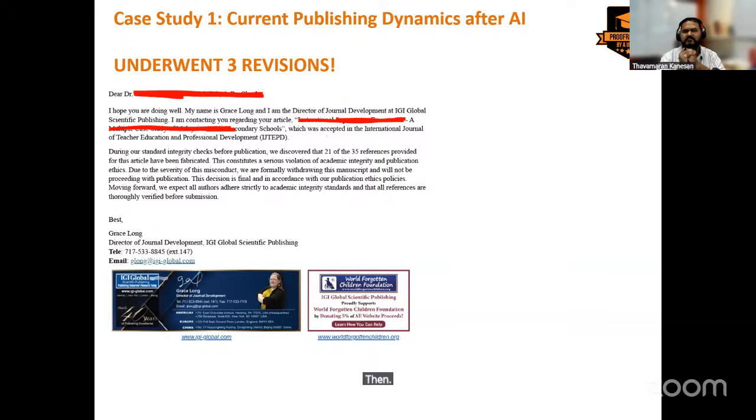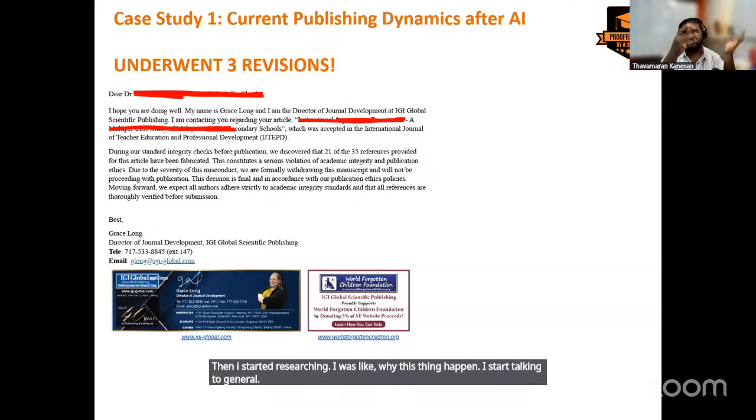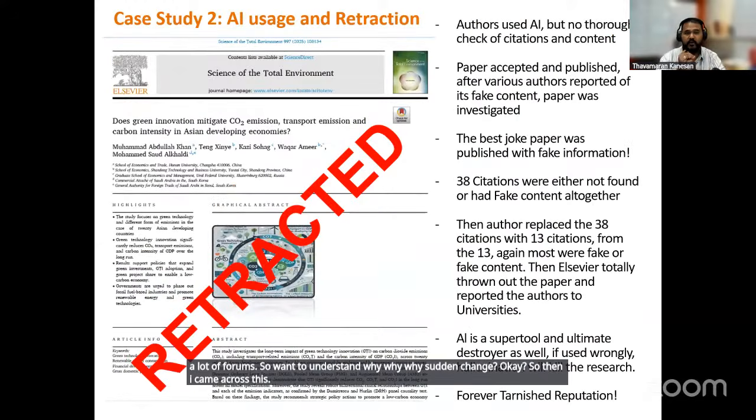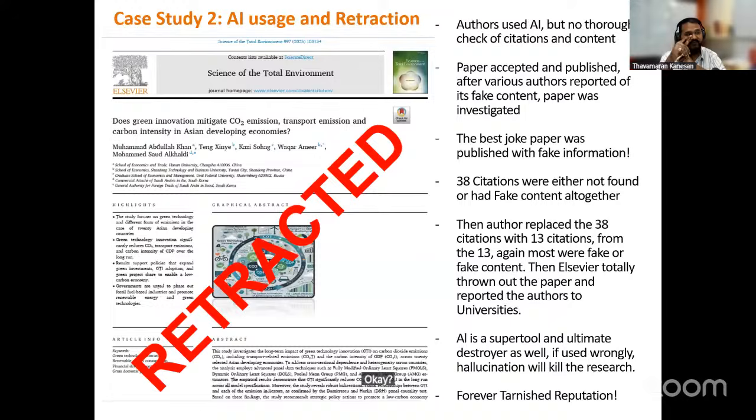Then I started researching. I was like, why did this thing happen? I started talking to journal editors, to journals, to my researchers, and so on. Started reading a lot of forums. I wanted to understand why the sudden change. Then I came across this particular paper, which happened last year, October. This is a Web of Science Q1 journal.